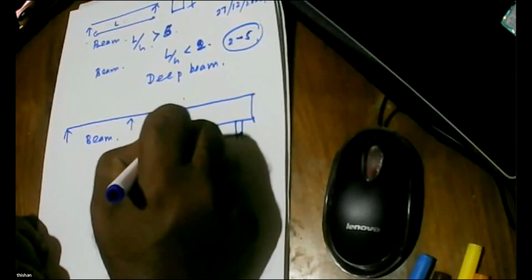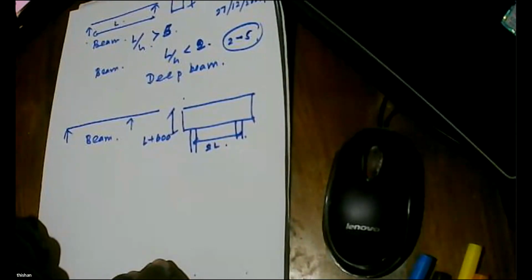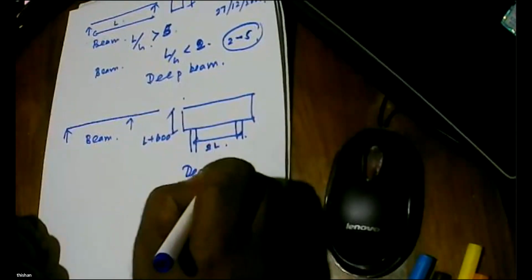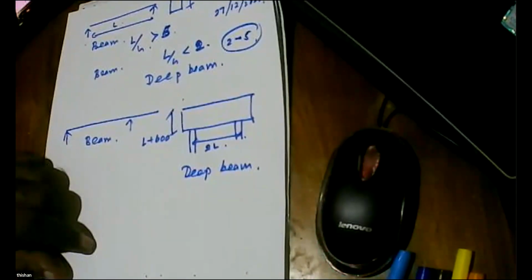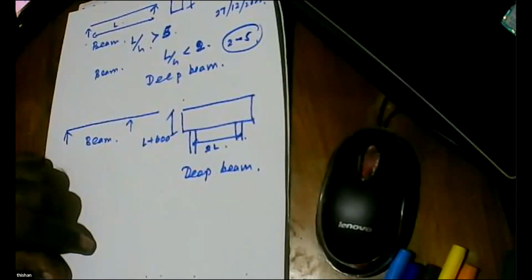Then we have a pile cap, very deep. So, this distance is 2L. Then you will find this is L plus 600. This is half the depth of the beam, the distance between centers plus 600. That will be the depth of the pile cap. So you can see this is a deep beam. We don't use beam theory generally. You can use it if you want, but you have to be careful.